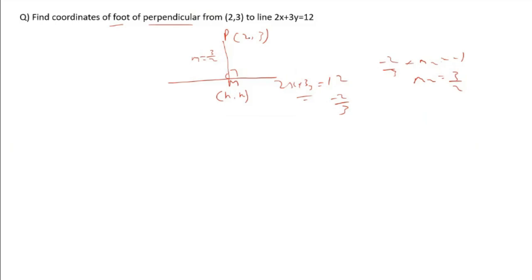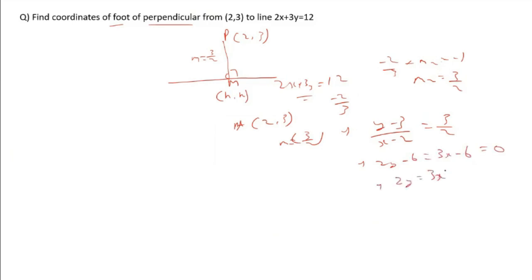And I know that there is a point on this line which is 2 comma 3. So I know a point on this line, 2 comma 3, and I know the slope of this line, 3 by 2. The equation can be formed now. So y minus 3 upon x minus 2 will be equal to the slope, which is 3 over 2. So 2y minus 6 equals 3x minus 6. So basically this means that 2y equal to 3x.